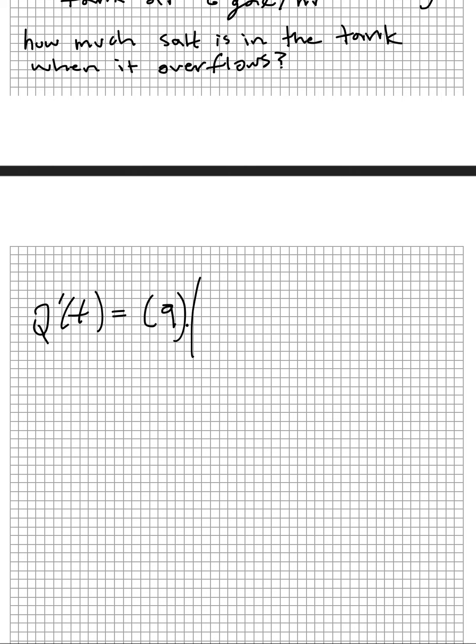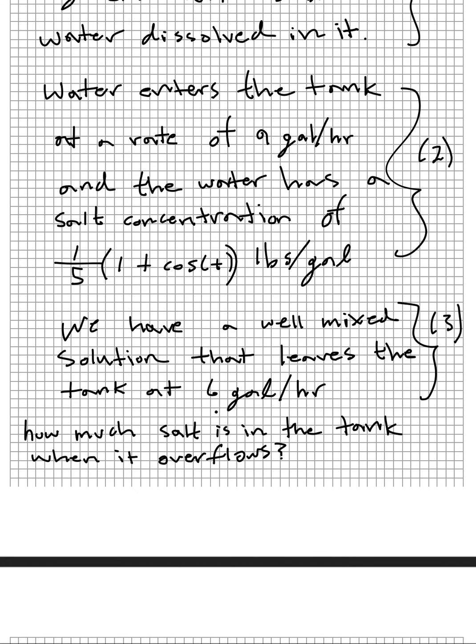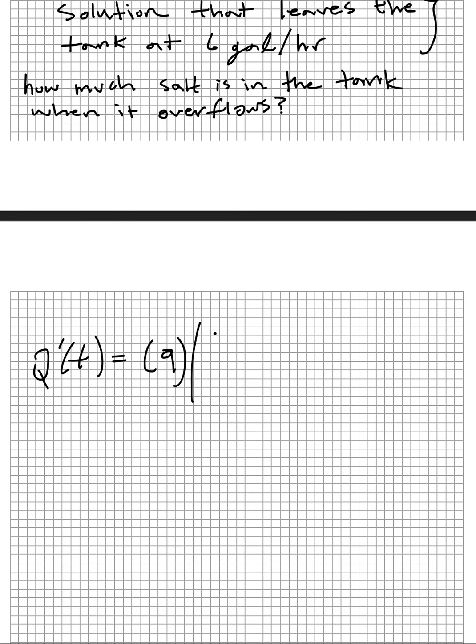times the salt concentration that we have to discuss, which is the 1/5 times the 1 plus the cosine of t. That's where this comes from. It's just directly commenting on that. So water entering the tank, minus water leaving the tank, or the rate at which water leaves the tank with the salty concentration. And this will be Q of t up here. This is by design. And then 600 plus 3t.